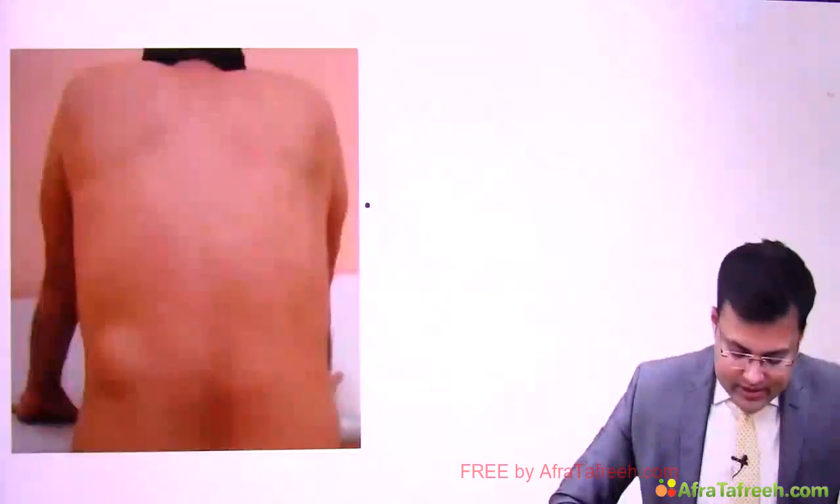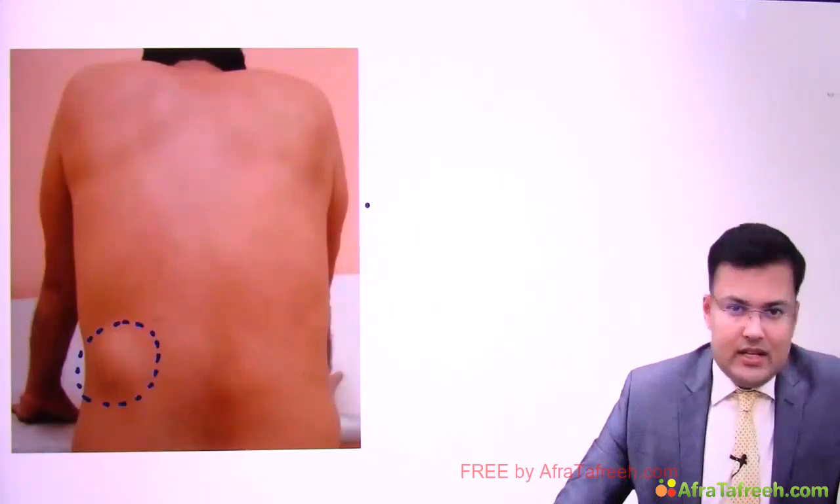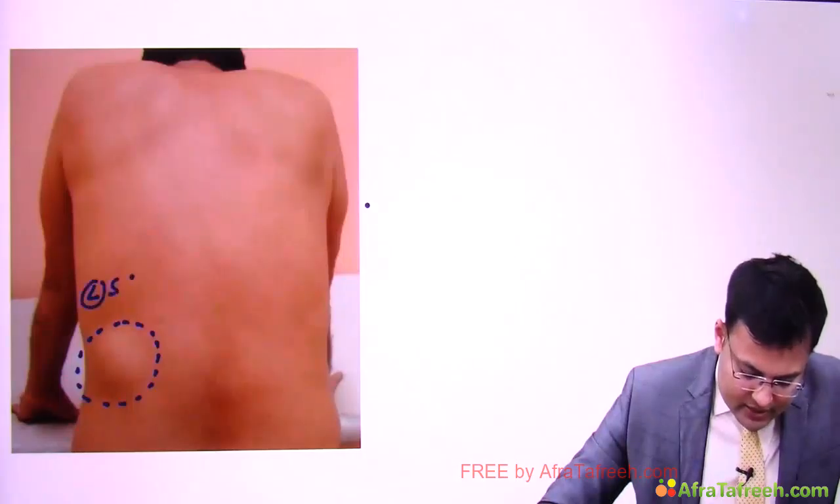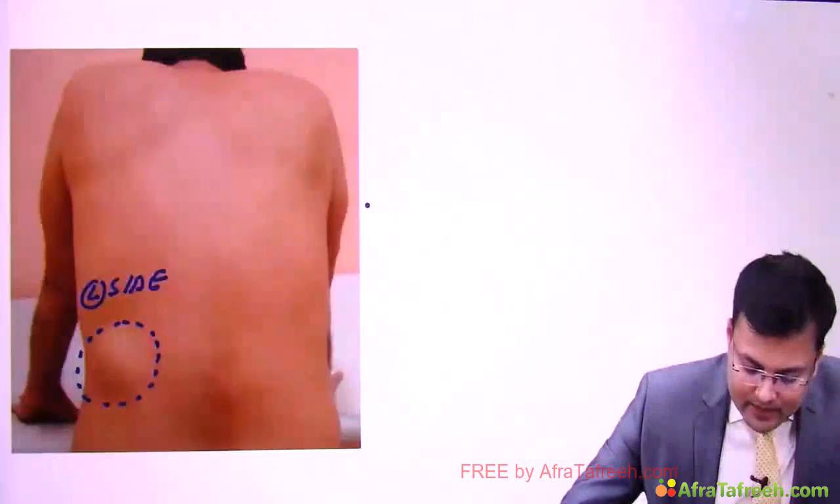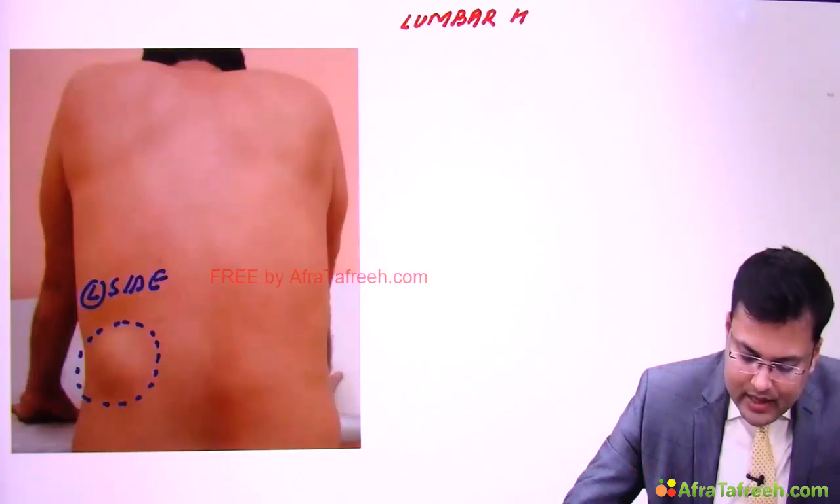Now tell me the diagnosis. In this case, can you see there is a hernia in the lumbar region of the posterior abdominal wall? So what is the name of this hernia? This is lumbar hernia, and it is more common on the left side. Clear?